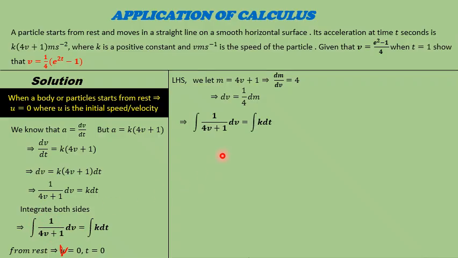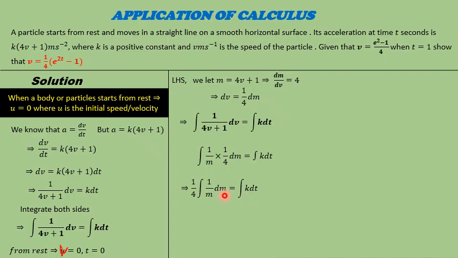All right, so at the end of the day, if I know my m and then I know my dv, I can actually replace it here. So I have the integral of 1 divided by m, because I know that m is equal to this, and then times dv. What is my dv? My dv is actually 1/4 dm, which is equal to the integral of k dt. Now you can notice that 1/4 here is a constant that I can move outside. So at the end of the day, I'm going to have 1/4 times the integral of 1 divided by m dm, which is equal to the integral of k dt.